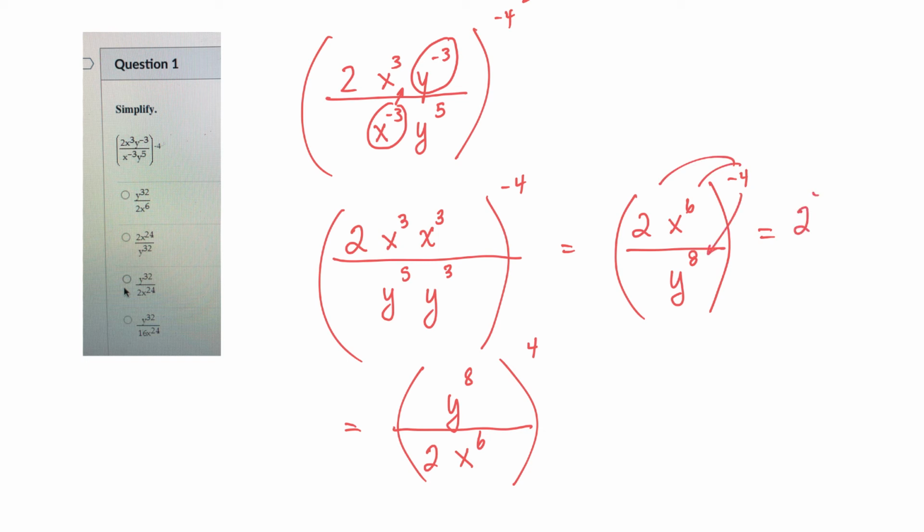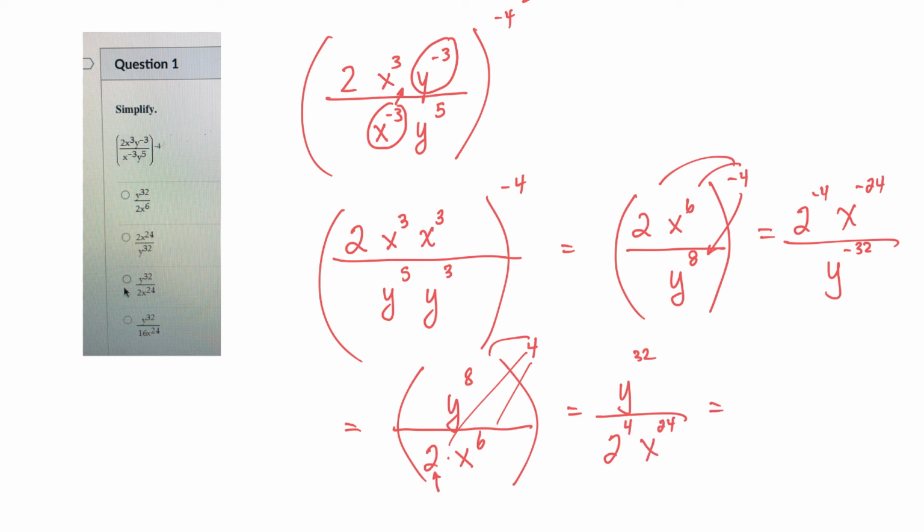Now I could have taken and applied the negative 4 to everything, so I could have gone 2 to the negative 4, x, 6 times negative 4 is negative 24, over 8 times negative 4 is negative 32. I could have done that too, but you'll see that it'll come out to the same thing in the end. Okay, so now let's apply the 4 to everybody. A lot of people forget to apply the 4 to a number, but it has to be applied to every factor that's inside that expression. So it'd be y to the 32 over 2 to the 4th, x to the 24.